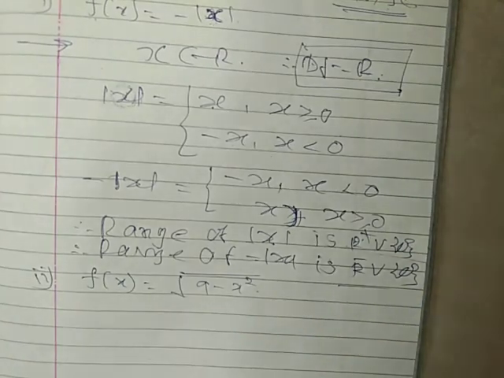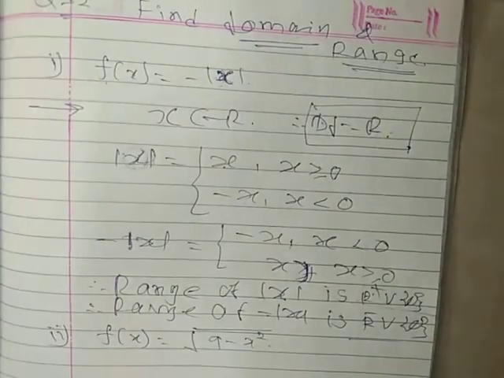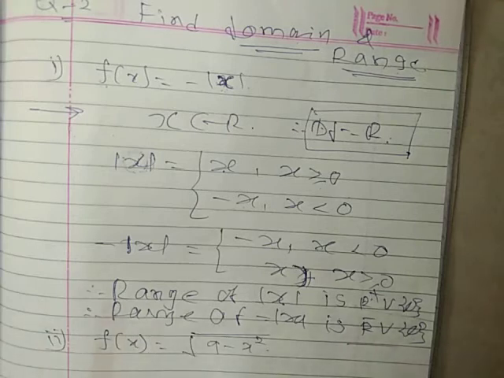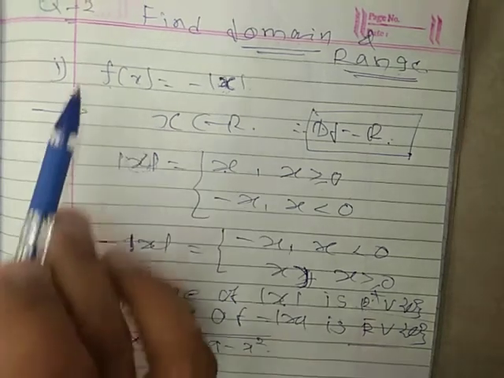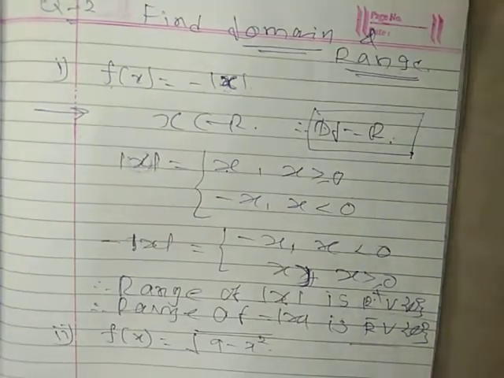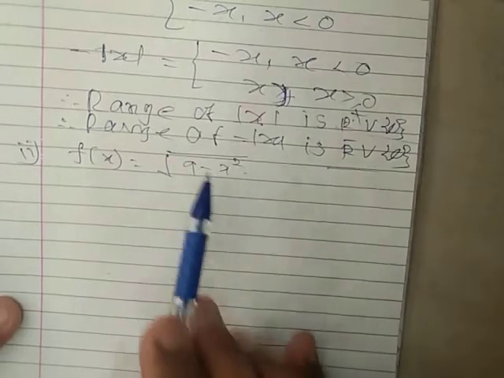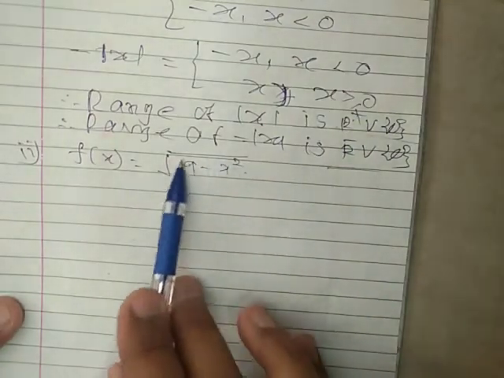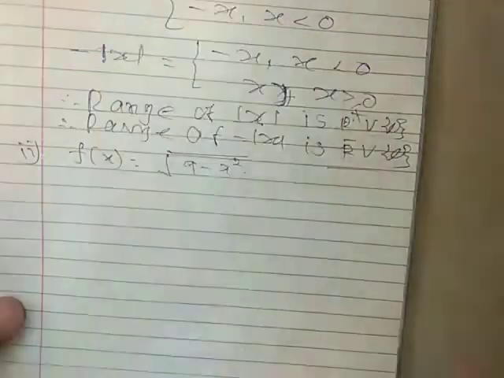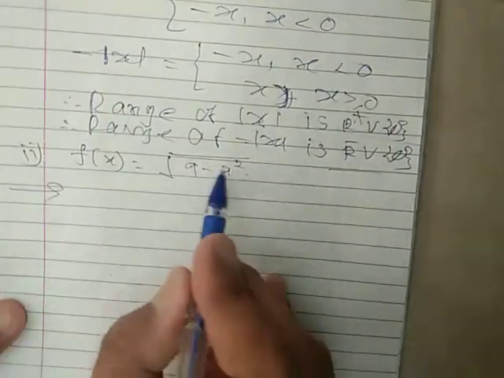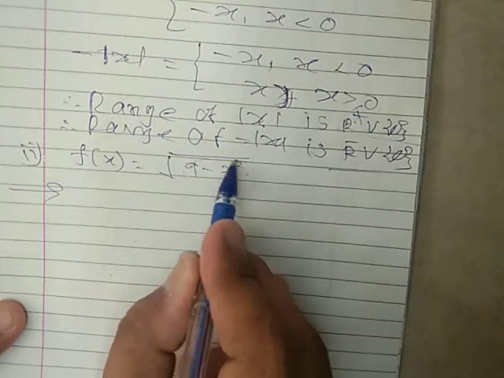Again I will repeat, what is the definition of domain? Domain is the set of values for which f x is defined. Under the values of the domain, we find the values of f x, and that is called the range. Now here, 9 minus x square: for which values of x is it defined, that is called the domain. For the domain, this is always greater than or equal to 0.